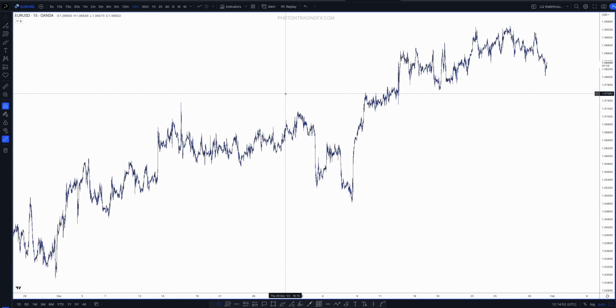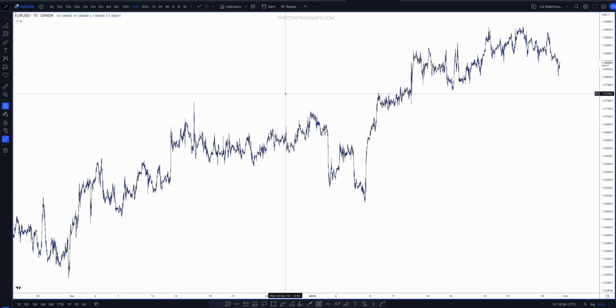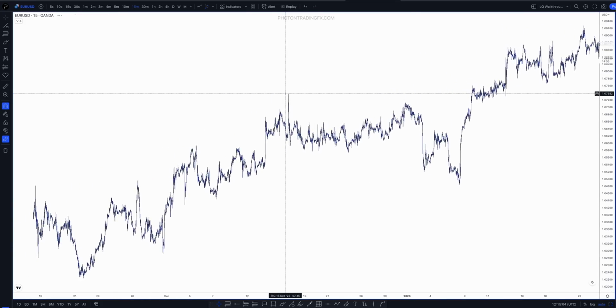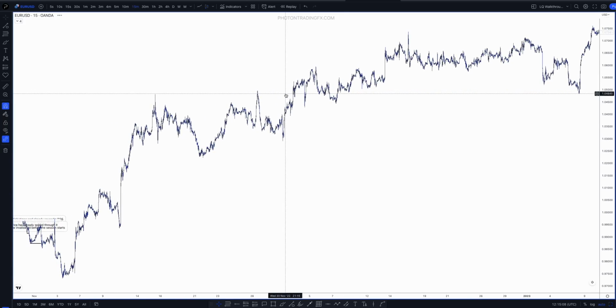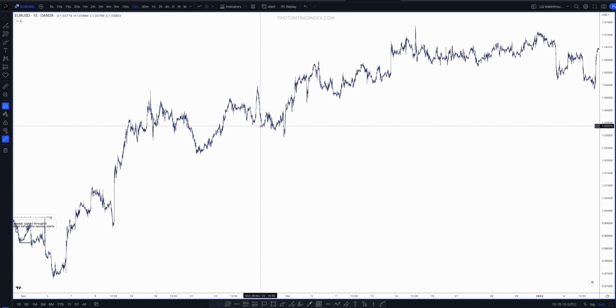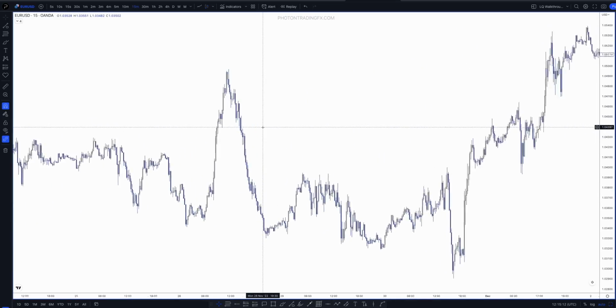So EURUSD here, 15-minute chart, but really it doesn't matter. You can look at any time frame you want, the 7-minute, the 8-minute, the 3-hour chart, the 27-hour chart. Markets are fractal, right? It's all the same thing. Candlesticks are just making sense of that price data. So let's dive into some price action and see what we can see.